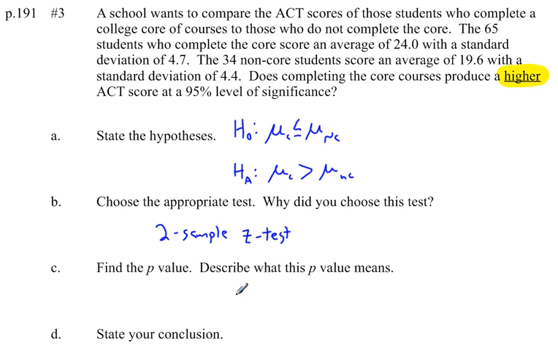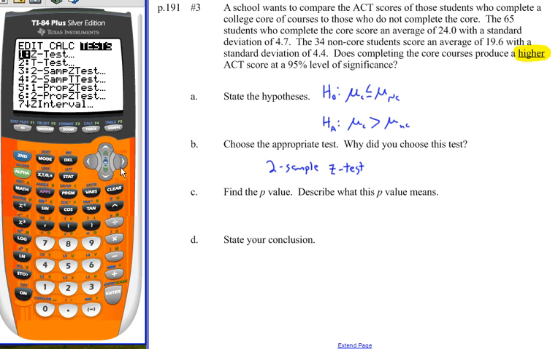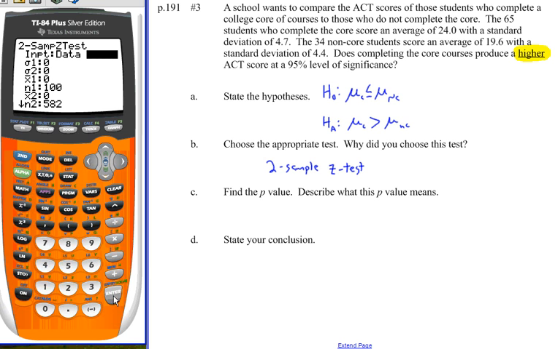Okay, next part. To find the p-value, we could use a formula here, or we can pull out our calculators. And let's let this calculator do the work for us. So I'm going to press my stat key and go over to tests. Now the test I want is the two-sample z-test, third choice in this menu. We're going to enter in some statistics. First thing, we need our first standard deviation, which is 4.7. Second standard deviation, which is 4.4.